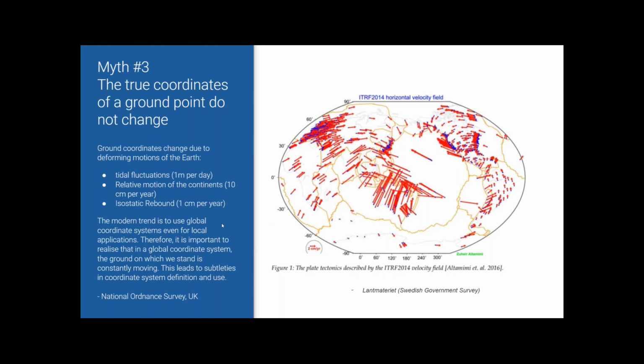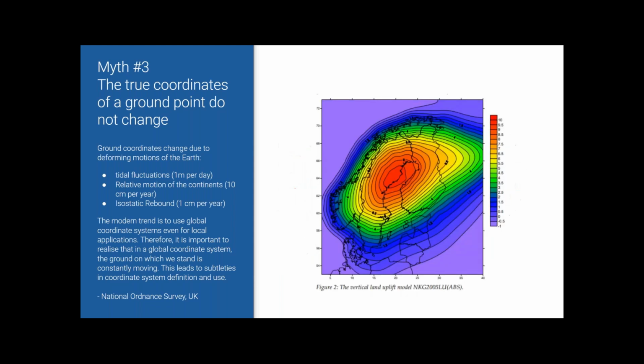So myth number 3, true coordinates of a ground point do not change. They do change, and they change in the vertical here. This is a plot of the vertical uplift underneath Scandinavia due to isostatic rebound. During the last ice ages, the weight of the ice pressed down on the land surface, and even 15,000 years later, it's still coming up. It's still buoying up, and it's many centimeters per year. So the vertical uplift here on the right.